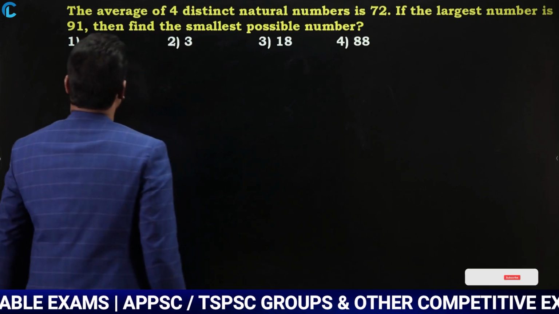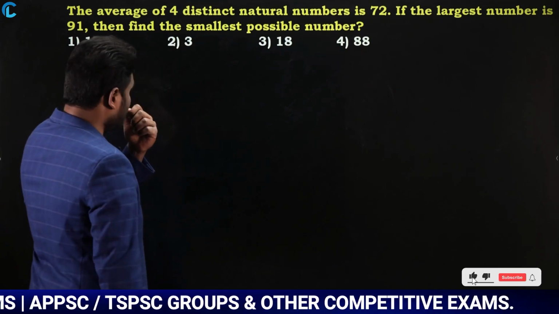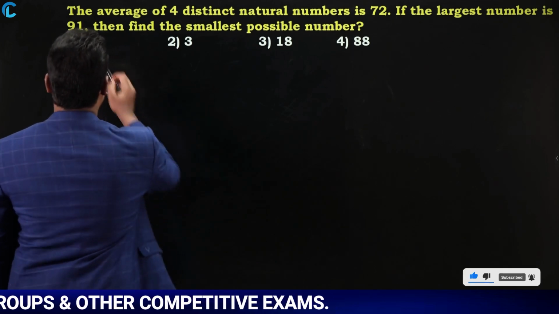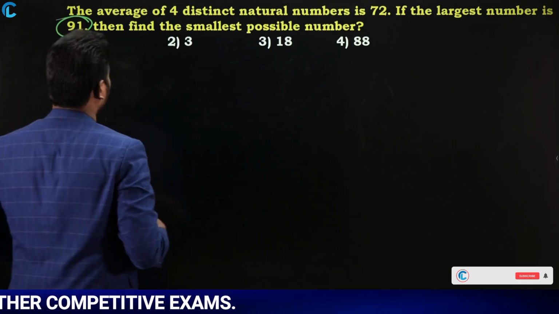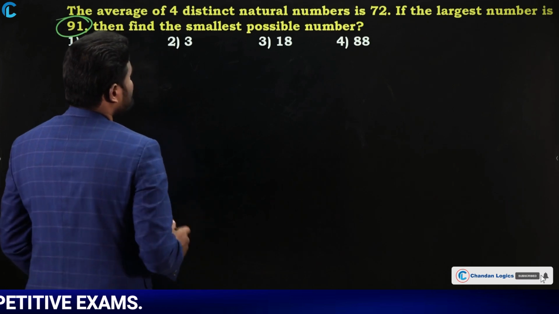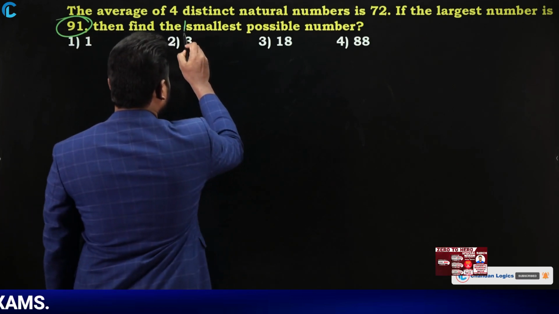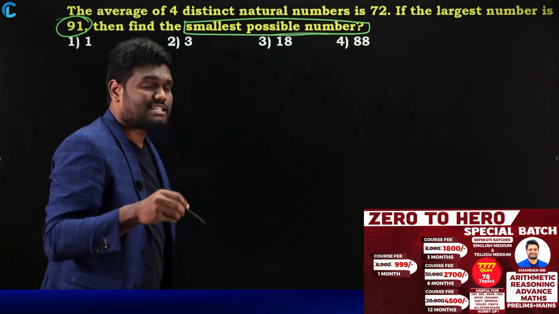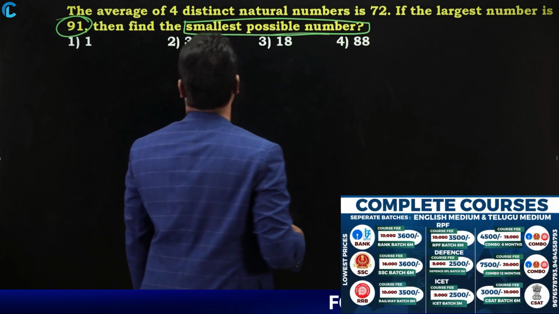What is the next one? The average of four distinct numbers is 72. If the largest number is 91, then find the smallest possible number. Now look here, in this question they are asking us to find the smallest, not the largest. It is asked to find the smallest number. Okay, let us look at that.